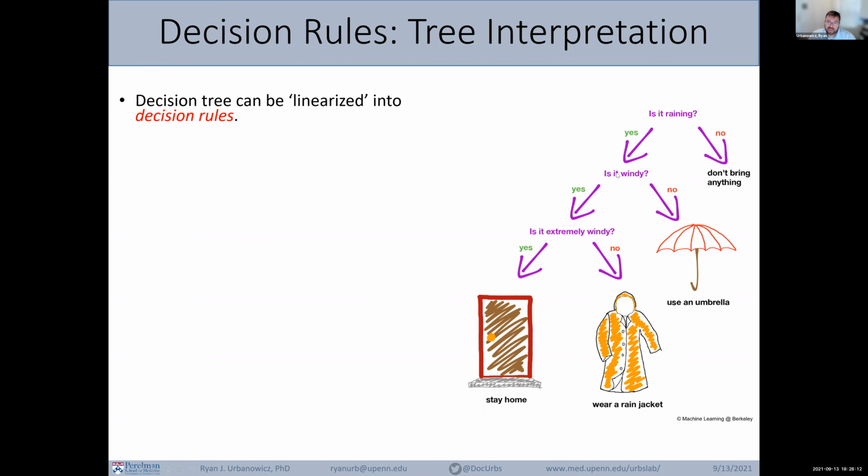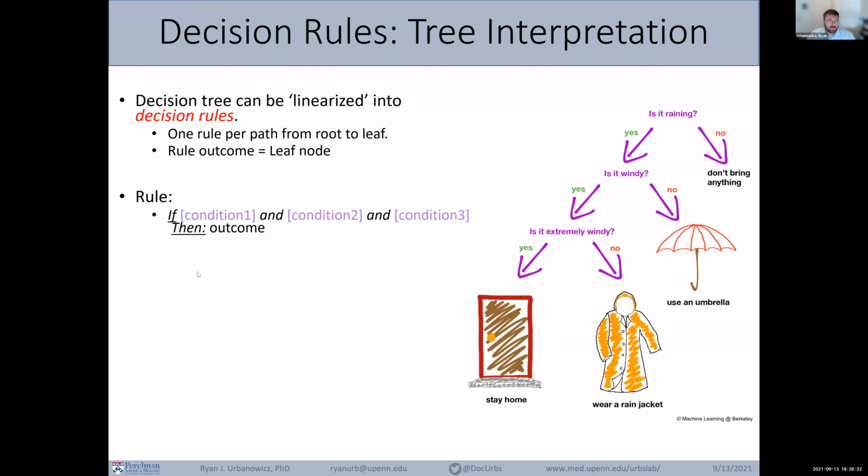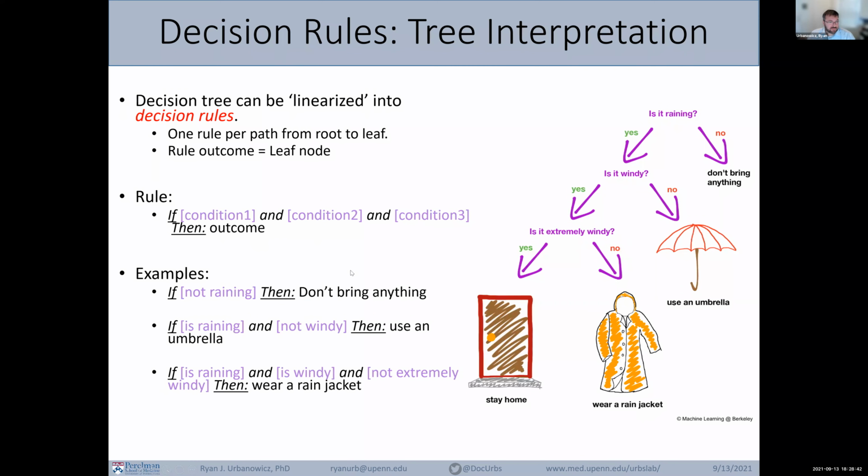Is it raining and is it windy? If it's raining and not windy, then you might just bring an umbrella. So what's nice about a decision tree, and the reason it's so interpretable, arguably, is that you can break it down into a set of rules. Every path down the tree to an outcome node or a leaf node is in itself a rule. A rule, as I'm sure you all know, has if some conditions separated by ands and sometimes ors, then some outcome prediction. And so here we have examples of rules that can be linearized from this decision tree.